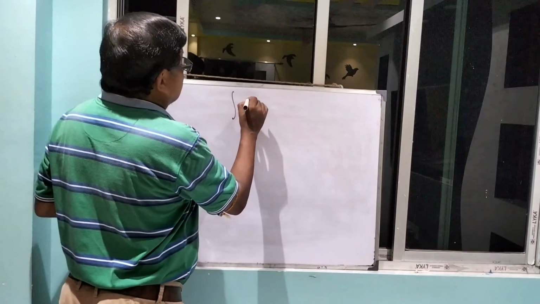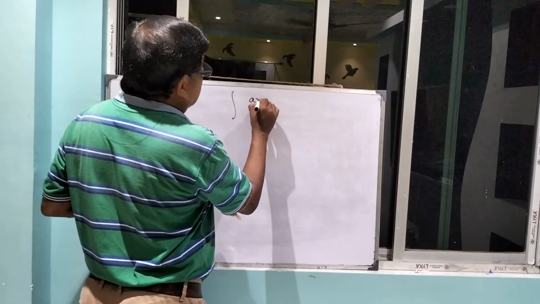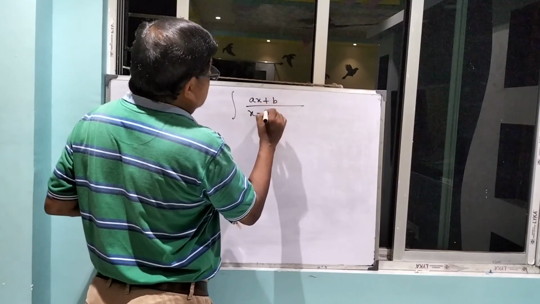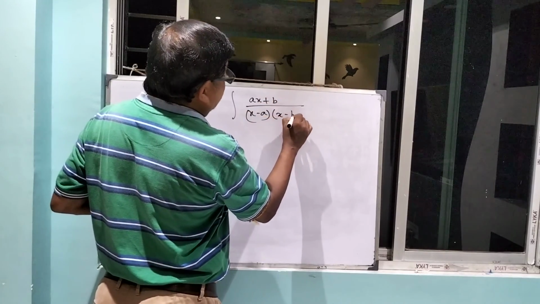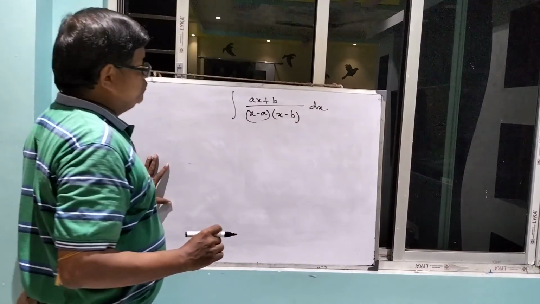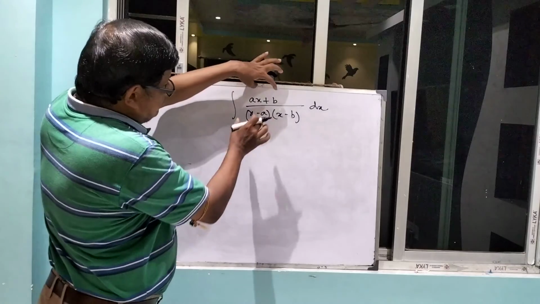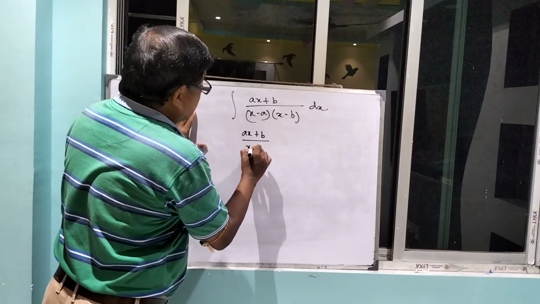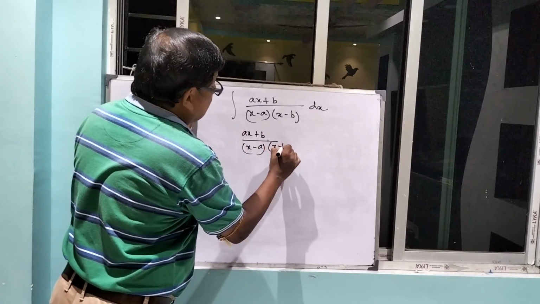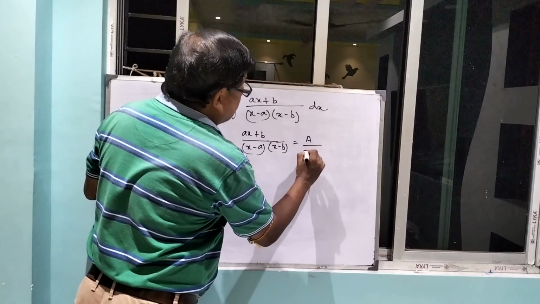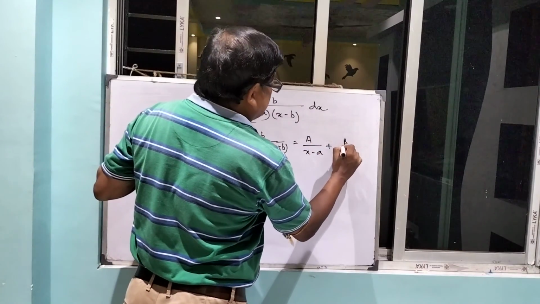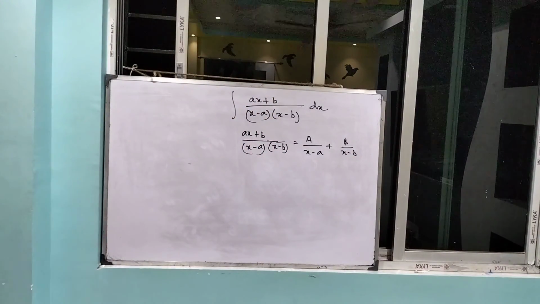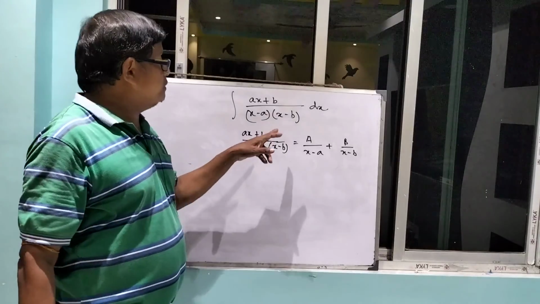Suppose the integral of (ax + b) by (x minus a) into (x minus b) dx is given. First, write their linear factors, no? So write (ax + b) by (x minus a)(x minus b) equal to A by (x minus a) plus B by (x minus b). Then you have to integrate the function. Understood?